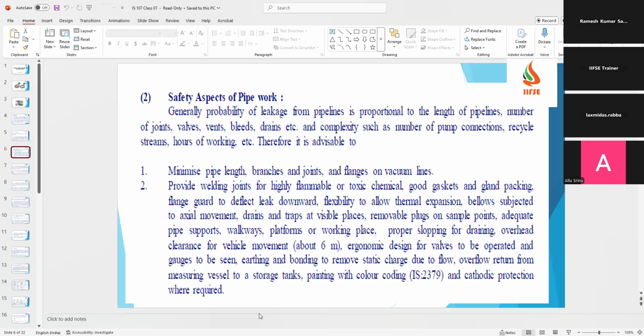Adequate pipe supports, walkways, platforms or working places, and proper sloping for draining. Overhead clearance for vehicle movement of about 6 meters, and ergonomic design for the valves to be operated and the gauges to be seen. Earthing and bonding to remove static charge due to flow or overflow return from the measuring vessels to the storage tanks.